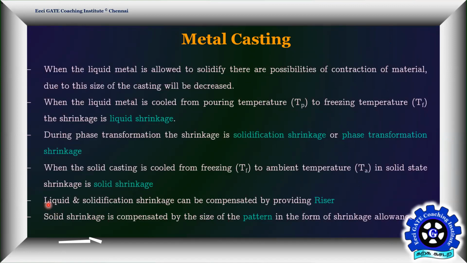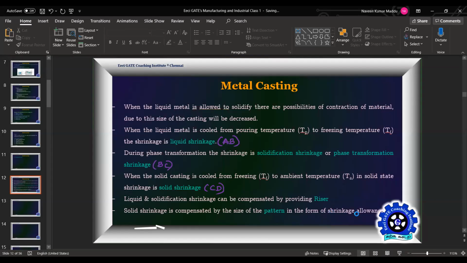Okay, let me write them A, B, B, C so that it will be useful for you. So this is line AB, this is line BC, and this is line CD. Liquid and solidification shrinkages are compensated by the riser. Solid shrinkage is compensated by the size of the pattern in the form of allowances, right? So let me just move this up.